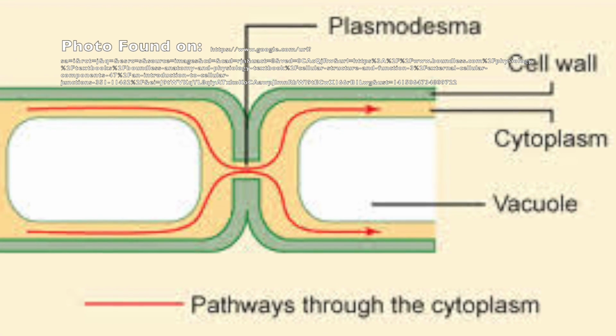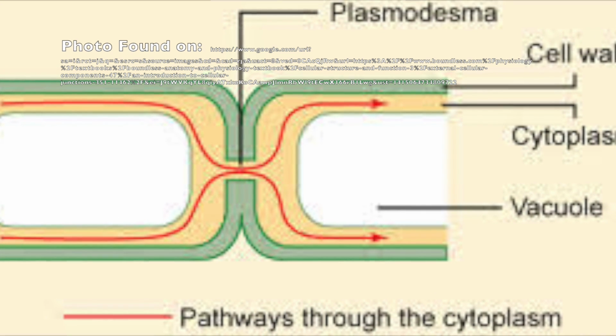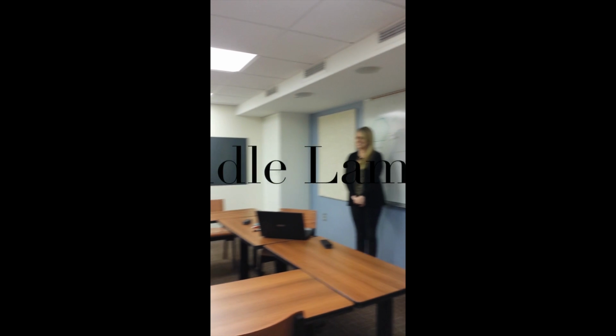Why do cells need to communicate? The cells need to communicate in order to maintain homeostasis. The next thing we're going to talk about is the different layers of the cell wall. Does anyone know what the first layer is?